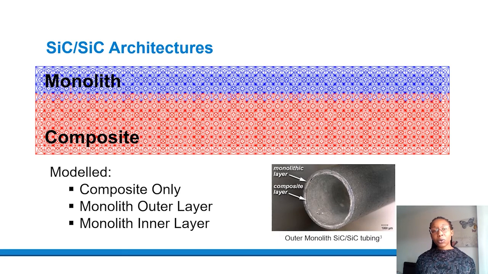In this work, we modelled 3 types of SiC-SiC cladding architecture: 1 fully composite model and 2 duplex models. In the duplex models, a monolithic layer of CVD is represented, and this monolithic layer is there to provide a hermetic seal, given that the porosity of SiC-SiC composites by themselves means that they don't provide a gas-tight seal against the release of radionuclides.